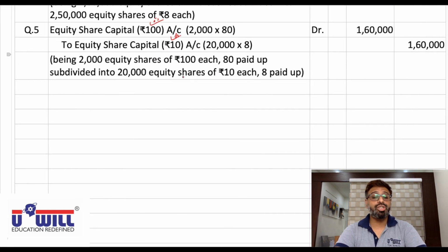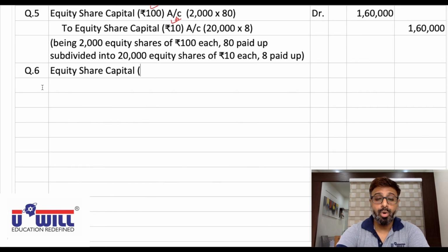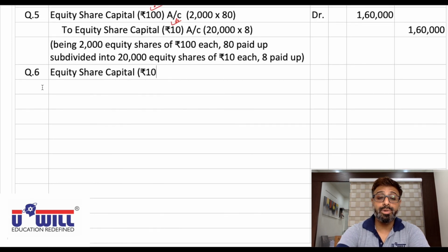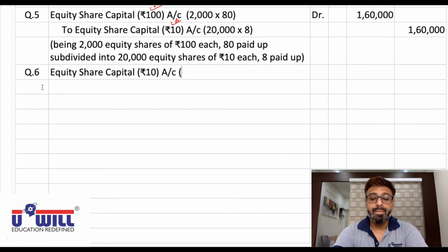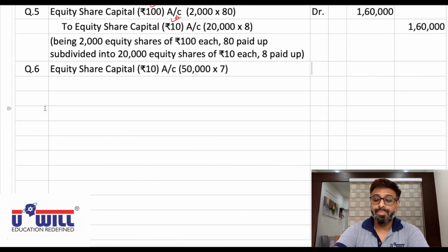So write down the last question, question 6 everyone. Equity share capital with old face value. Okay, keep it in mind, old face value. What was the old face value? 10. Old face value 10, account debit, but amount 50,000 into 7. Okay, amount is 50,000 into 7, that is debit with 3,50,000.